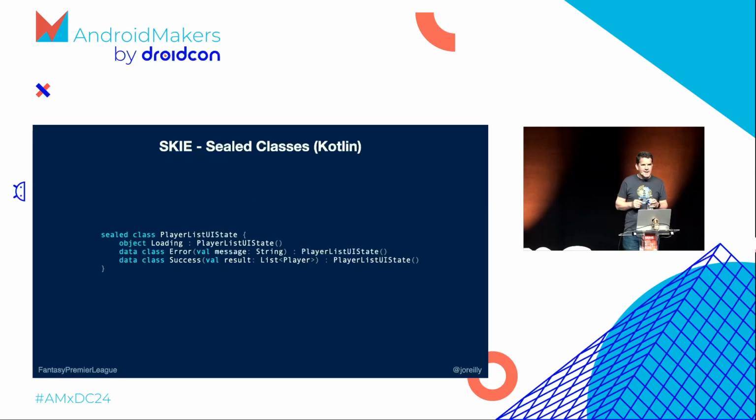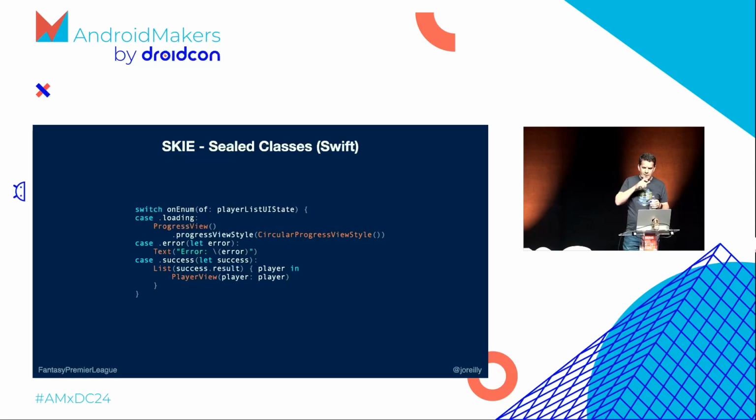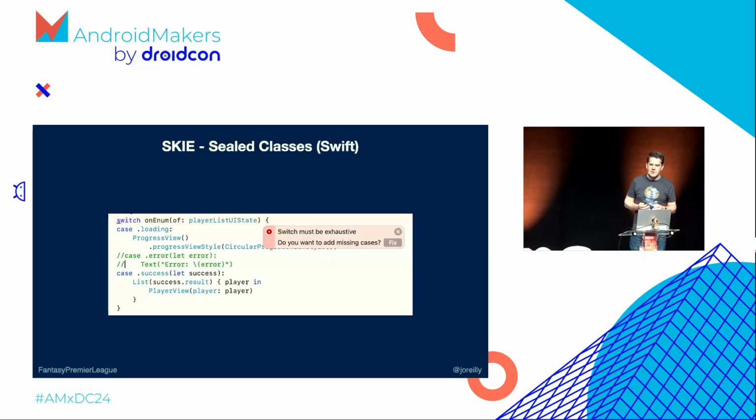Another area where there's a disconnect between Kotlin and Swift is sealed classes. And this is something SKIE also addresses. We have this player list UI state that's being emitted from our ViewModel, as we saw before. And SKIE then provides a way to exhaustively switch over the sealed class hierarchy by generating a Swift enum that wraps the Kotlin sealed class. And we can see, for example, in Xcode where it reports this switch must be exhaustive error if any of the cases are missing.